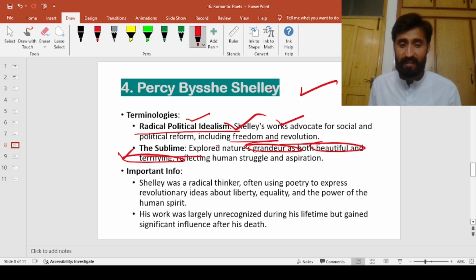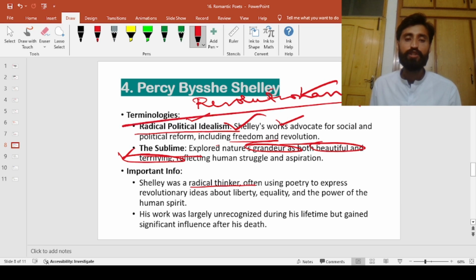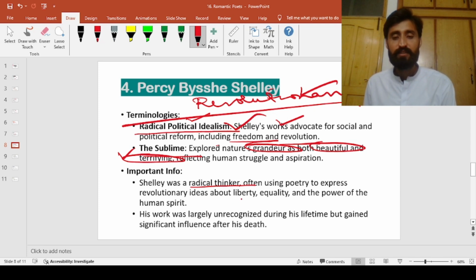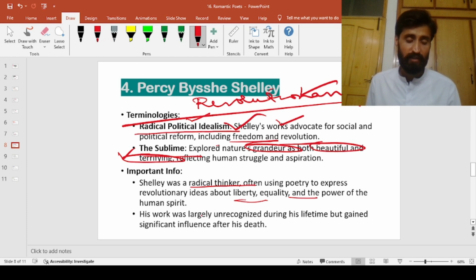He was a radical thinker, using poetry to express revolutionary ideas. So Percy Bysshe Shelley was basically a revolutionary poet. He was into political stuff, right? Like political reforms, personal freedoms and revolutions, ideas about liberty, equality, power of the human spirit. His work was largely unrecognized during his lifetime but gained a significant influence after his death.